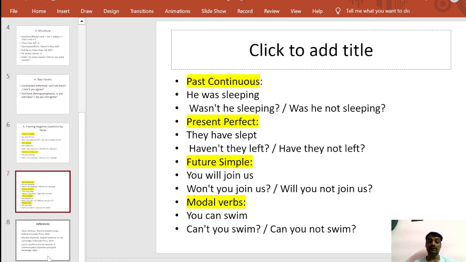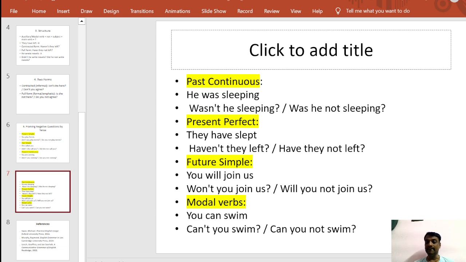So let us continue our discussion on the framing of negative questions with some other tenses, as you can see on your screen. If the sentence is in past continuous, He was sleeping. How does it have to be transformed? Wasn't he sleeping? Was he not sleeping? If the sentence is in present perfect, They have slept. Then it must be Haven't they slept? Have they not slept?